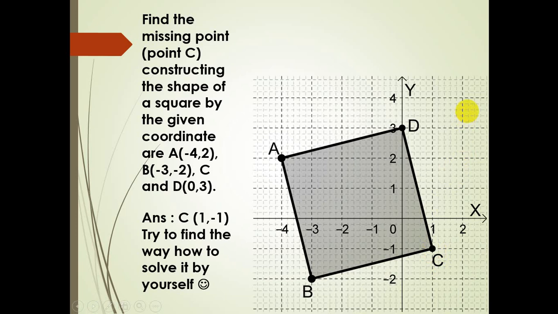Or maybe you have another way to solve this problem. If you don't mind, please comment on this video and tell me how to solve it according to your argument. Okay, now let's see the next slide.